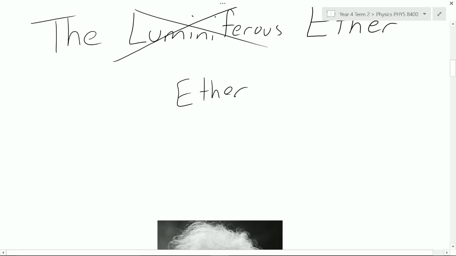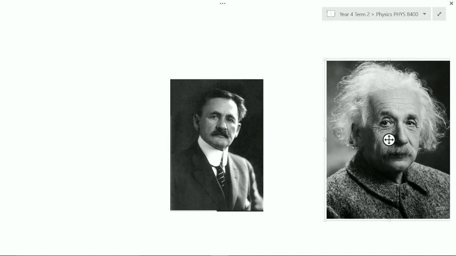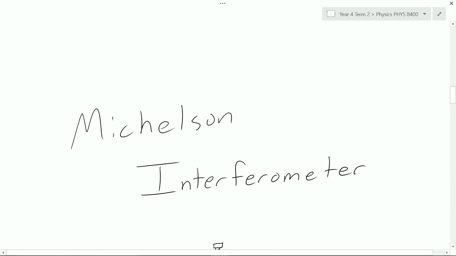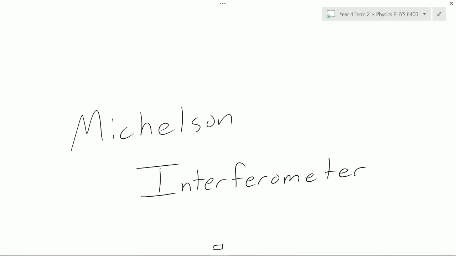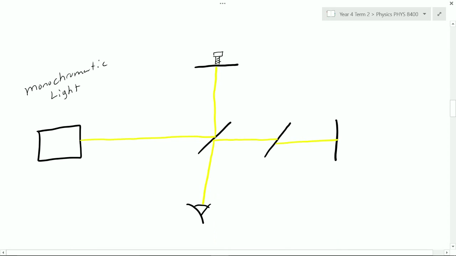Now, a physicist by the name of, not Albert Einstein, but Albert A. Michelson, sought to prove the existence of this ether and proposed a way to do it. Michelson invented an instrument known as the Michelson interferometer. Yeah, I know, he named it after himself. Everyone does.